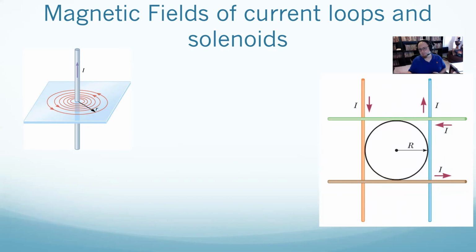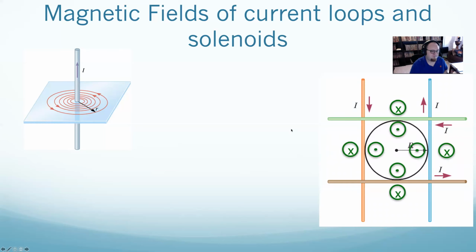The orange one will create a magnetic field out of the page. My brown one would also be out of the page. My blue one would be out of the page. My green one would be out of the page. Each of these wires will create magnetic fields as shown. And what I'm getting at is if I put these wires in a square, they're all going to add up to a magnetic field in the middle.